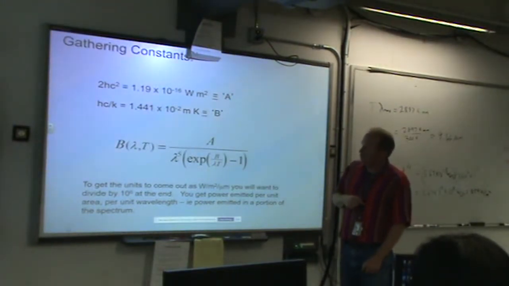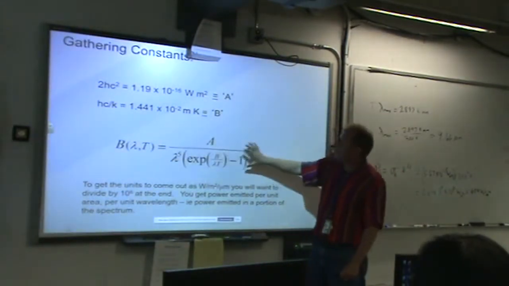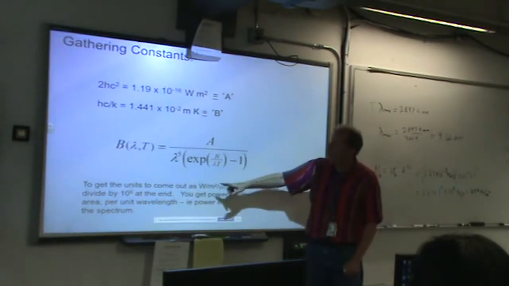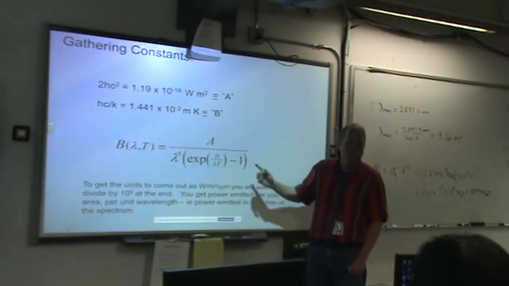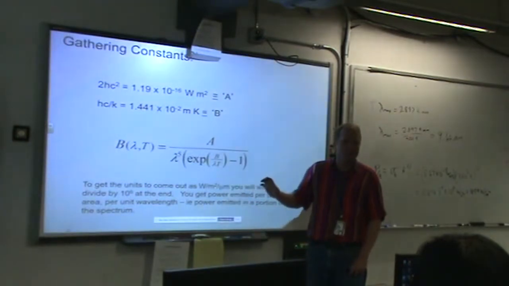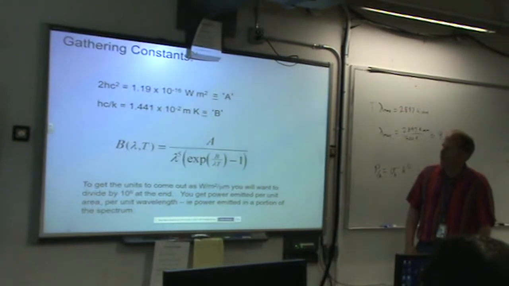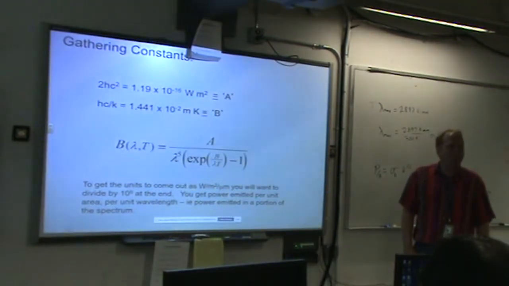However, when you do this, you're going to find that since everything is in meters, you're going to come up with an answer that comes out in watts per meter cubed, not watts per meter squared per micron. So then you want to convert one of these meters into microns at the end. Okay? So we've got a new kind of nasty equation. I think we should use it.